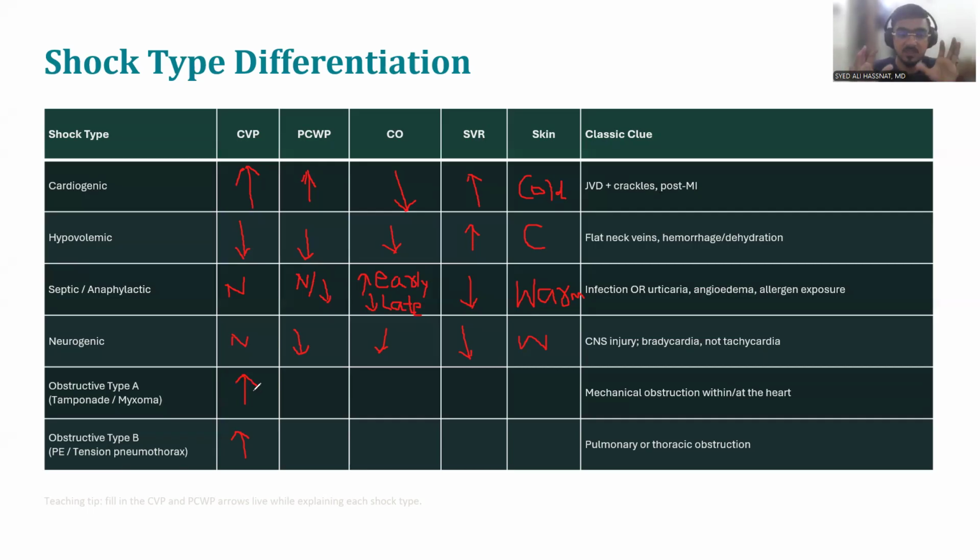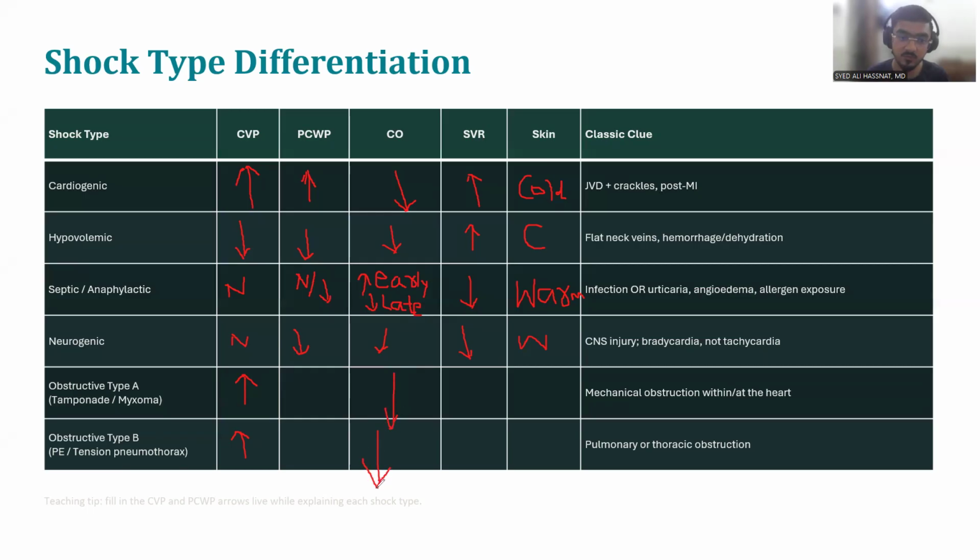So as far as now, in both types, the central venous pressure would be raised. Now, just for a moment, skip this PCWP. I will explain it later. What happened to the cardiac output in both types of shocks? When there is obstruction, the blood is not moving out completely. The cardiac output will get decreased in both types.